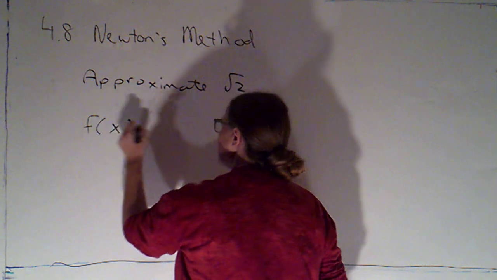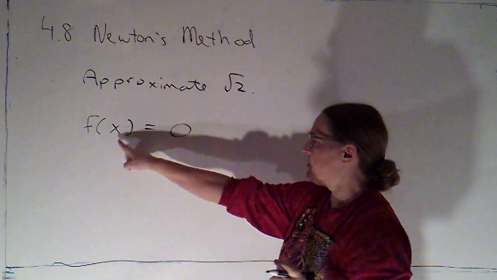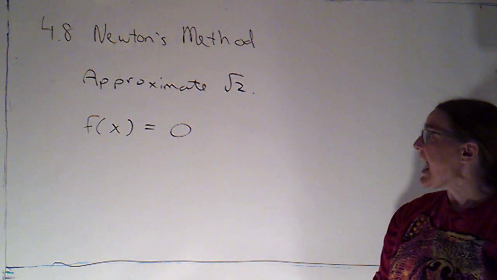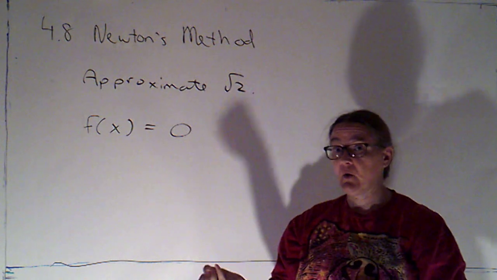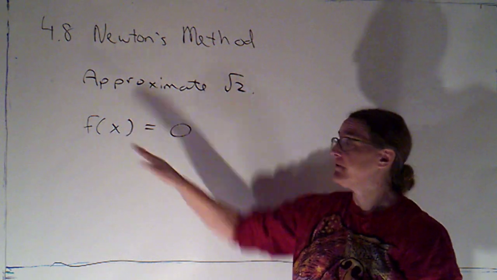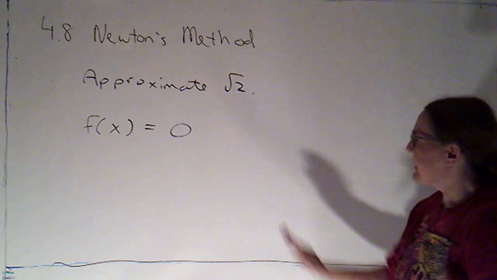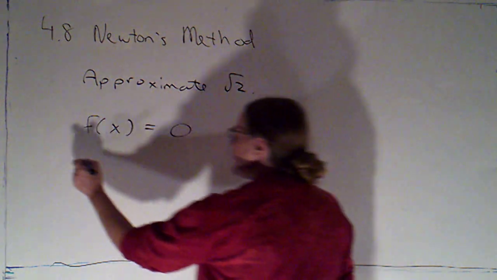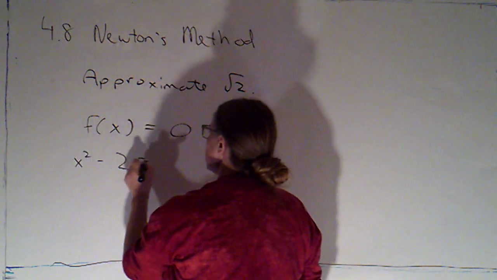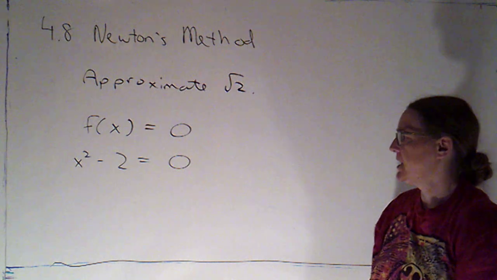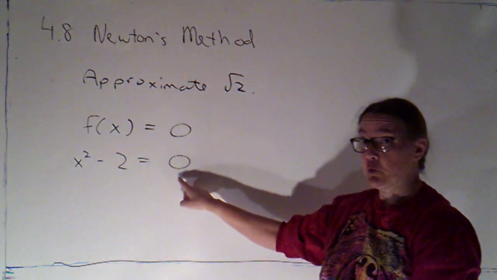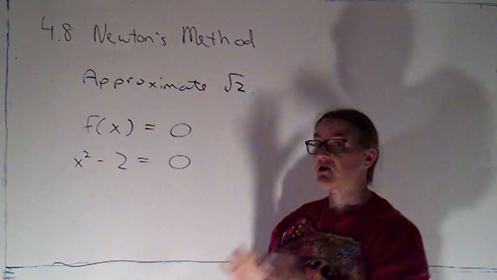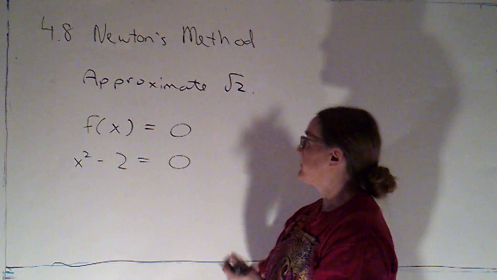So if I have some function and I set it equal to 0, the numbers that I can plug in for x that would make this true are called the roots of the equation, and graphically they would correspond to the x-intercepts of the graph of f. So I want to see if I can come up with an equation that would have this as a root, and I'm thinking x squared minus 2 equals 0 would work. Because then, of course, x squared would equal 2, and so x would be plus or minus root 2. So this particular equation has two roots, and I'm looking for this one.